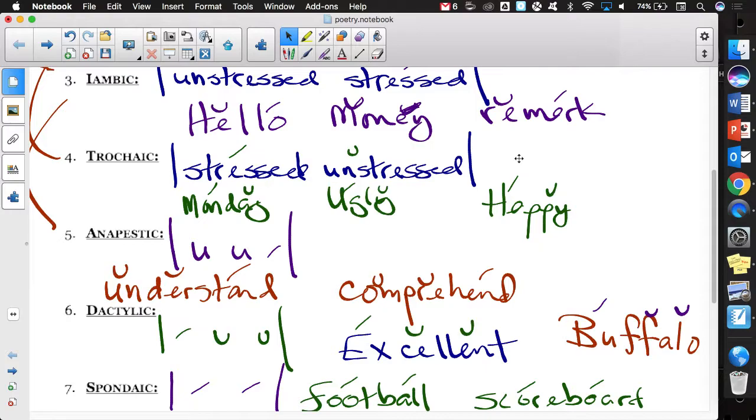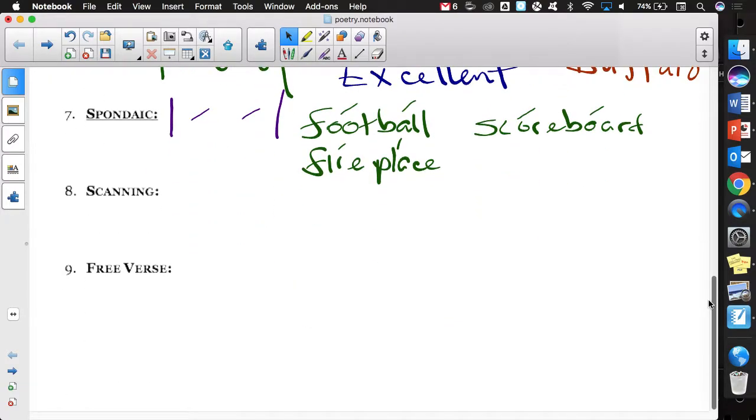All right. For number 8, it's not a type of foot by any means, but if you scan, this is when you're simply identifying what the type of meter is. If you got the directions that you need to scan a poem, your job would be to identify the stressed and unstressed syllables.